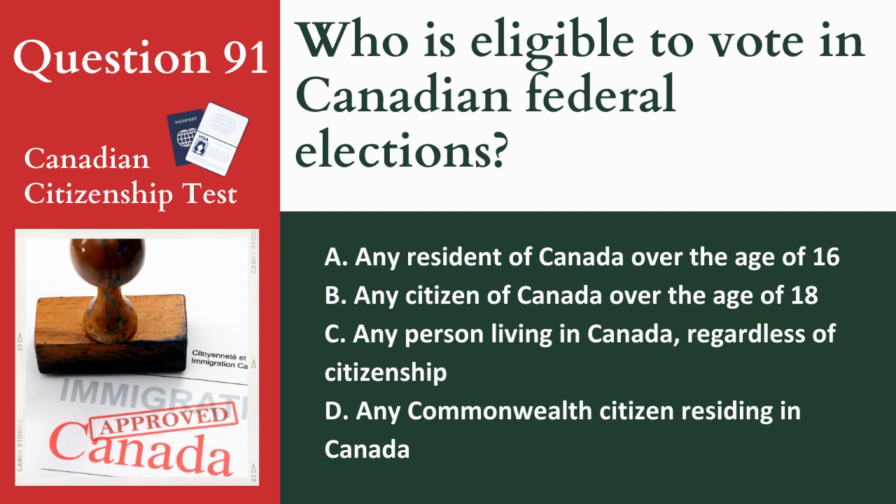Question 91. Who is eligible to vote in Canadian federal elections? A. Any resident of Canada over the age of 16. B. Any citizen of Canada over the age of 18. C. Any person living in Canada, regardless of citizenship. D. Any Commonwealth citizen residing in Canada. Answer B. Any citizen of Canada over the age of 18. Canadian citizens who are 18 years of age or older on election day are eligible to vote.